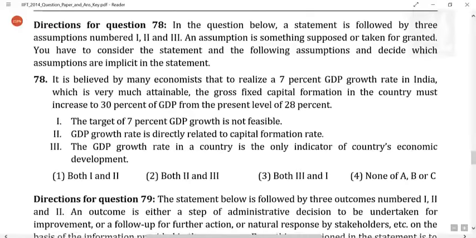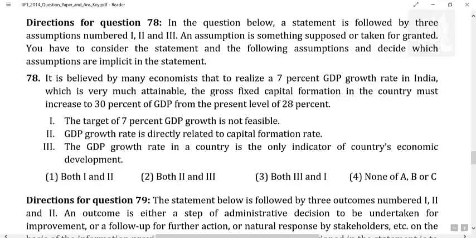Now, look at this, assumptions. Assumption is something that comes before the statement. Have a look. It is believed by many economists that to realize 7% GDP growth in India, which is very much attainable, the gross fixed capital formation in the country must increase to 30% of GDP from the present 28%. What is the premise here? What is the argument here?